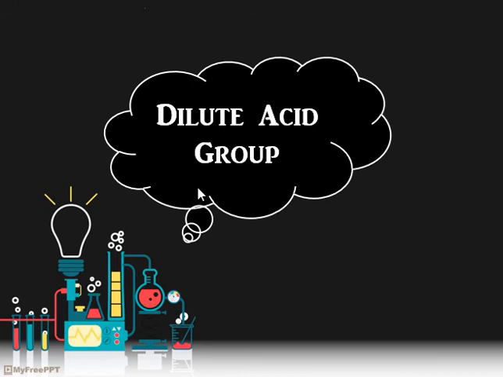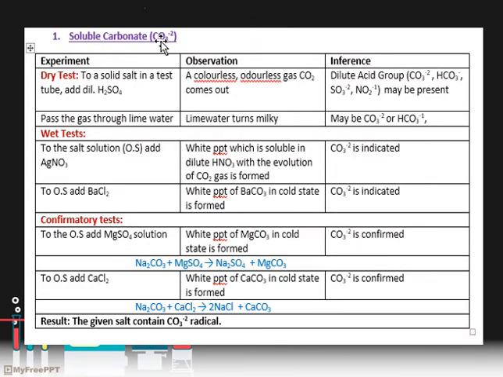We will start with the dilute acid group, and in the dilute acid group we will start with the first radical, that is carbonate. In your practical notebook at the end you will find pages with 3 columns. These pages are specified for qualitative analysis reactions, especially the identification of cation and anion. In the first column you will write down the experiment, in the second column you will discuss the observation, and in the third column you will write down the inference, what you have concluded as a result of this observation.